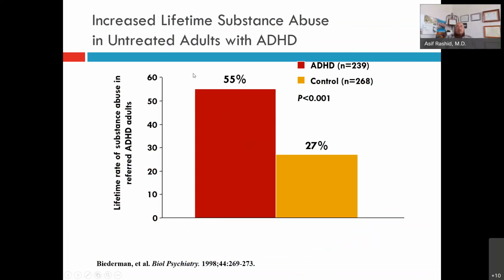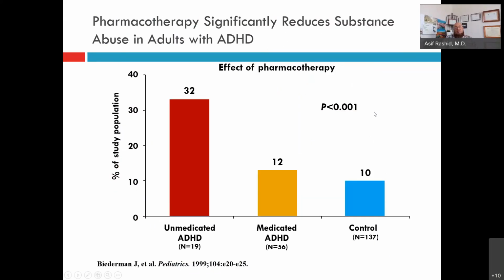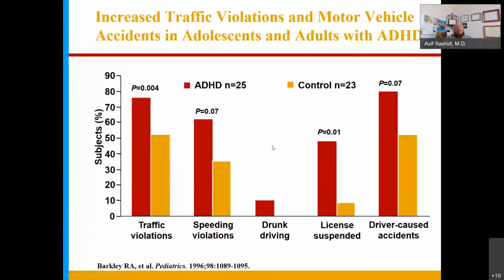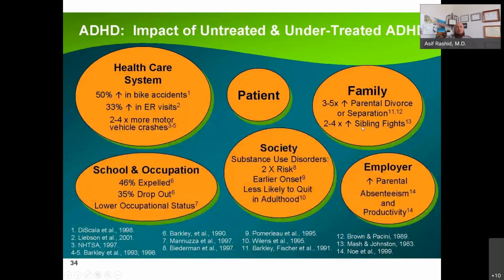Okay, for now. Yeah, so this is a study done by Biederman showing the increased lifetime substance use in untreated adults with ADHD, and then the pharmacotherapy significantly reduces it. So it's unmedicated, medicated, and controls. As you can see, the difference. This is the traffic violation and motor vehicle data. So a lot of studies out there.